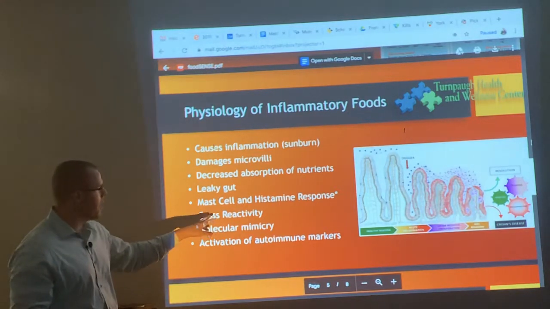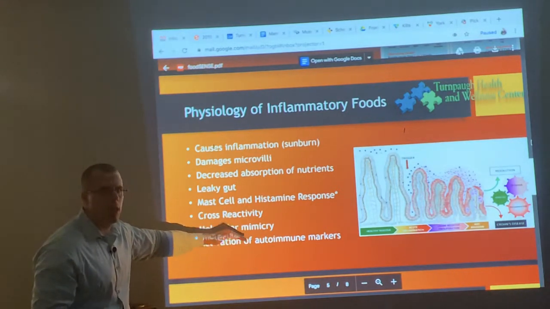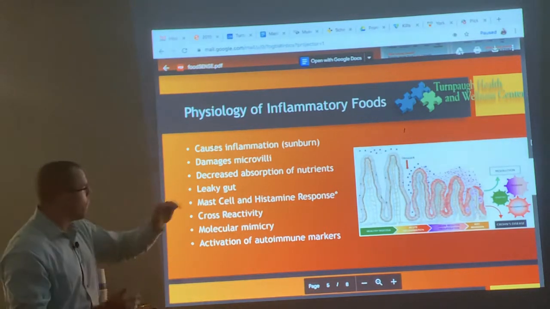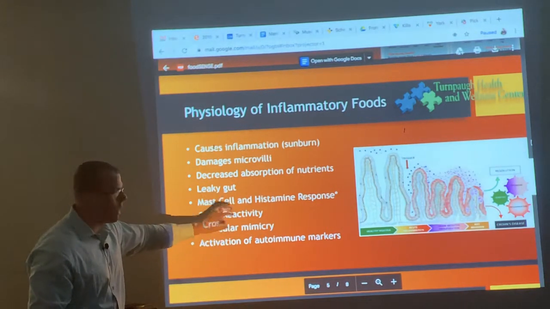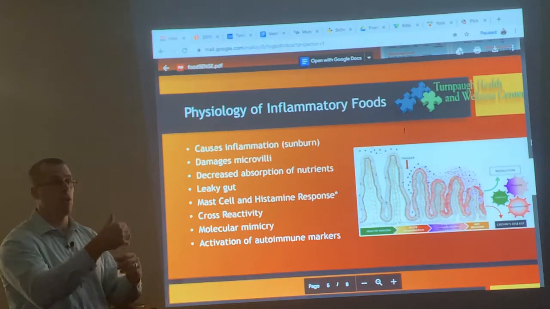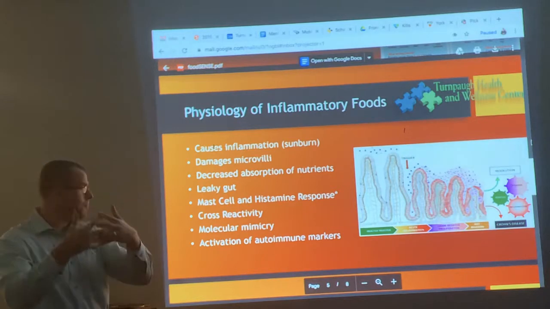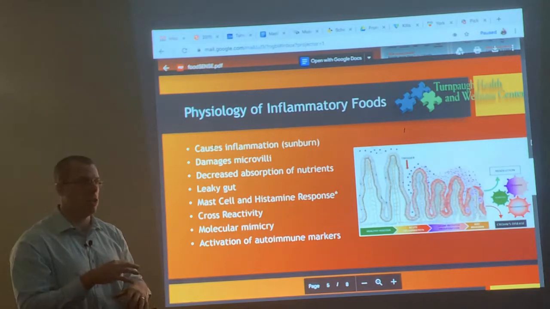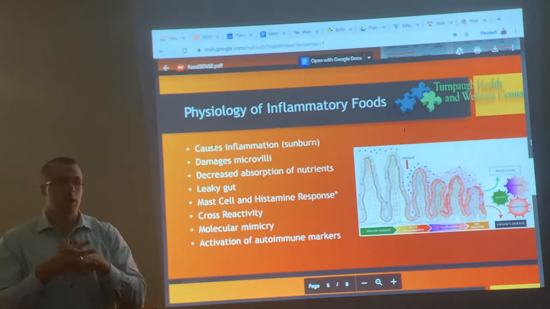Here's some other things. This is more into the autoimmunity. If we continue with food sensitivities for long periods of time, we can have cross-reactivity and molecular mimicry. For lack of better words, what happens here is when we get those food particles in the bloodstream, these food particles can start looking like other tissue.